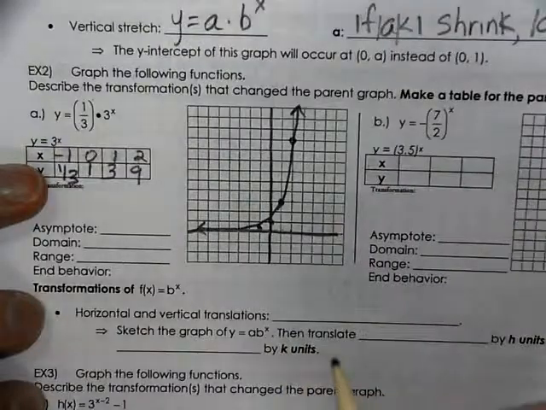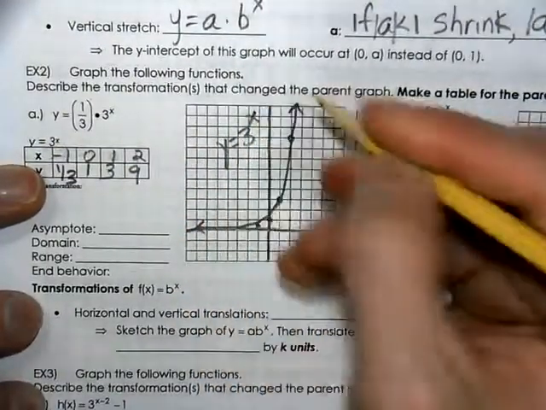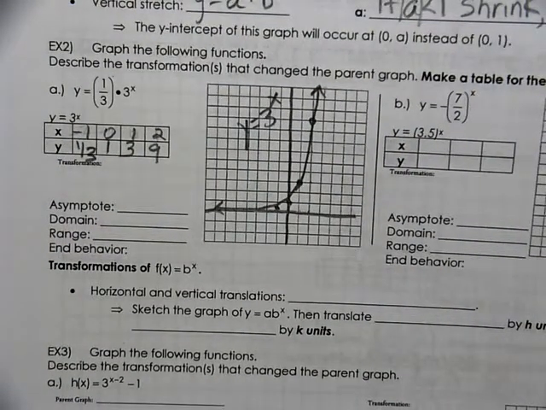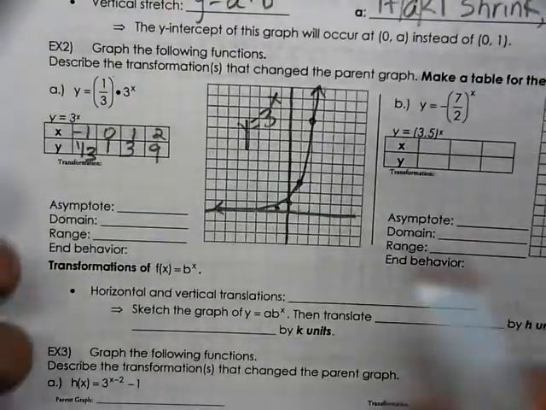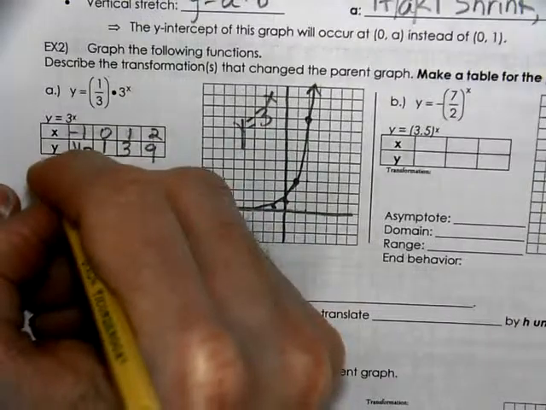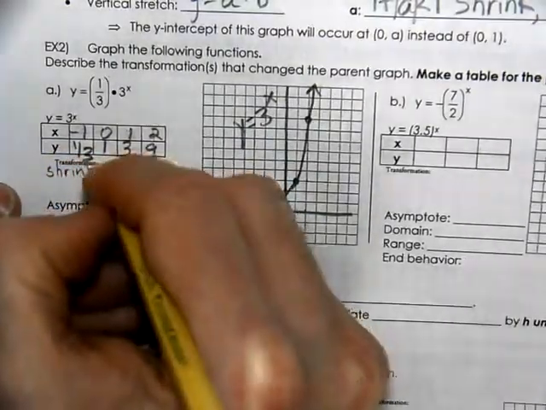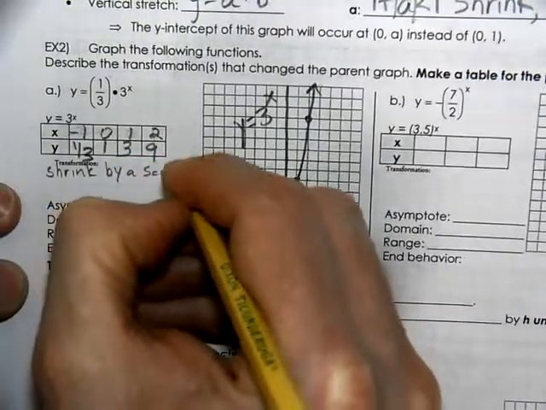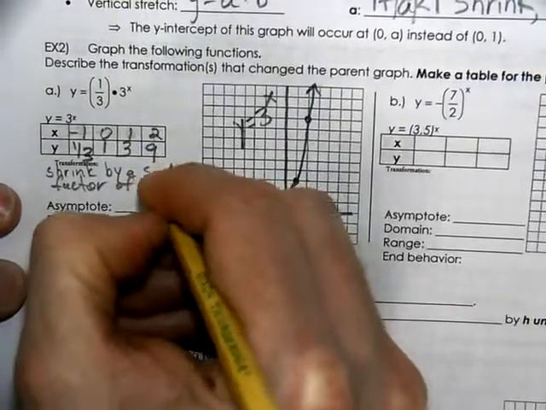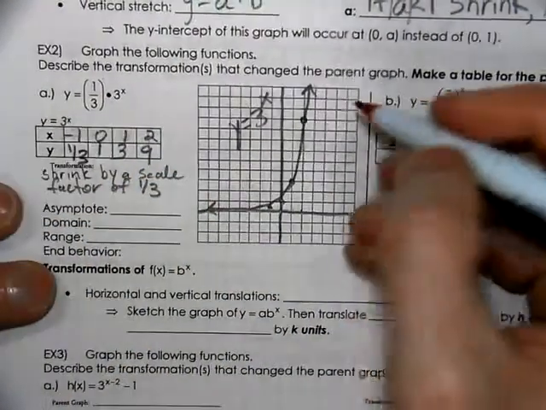Okay, so that's my equation, and I would have y equals 3 to the x. Now with that being shown, I'm also going to take all of those y values, and it's going to be a shrink by a scale factor of 1/3. That means I'm going to multiply all the y values by 1/3.